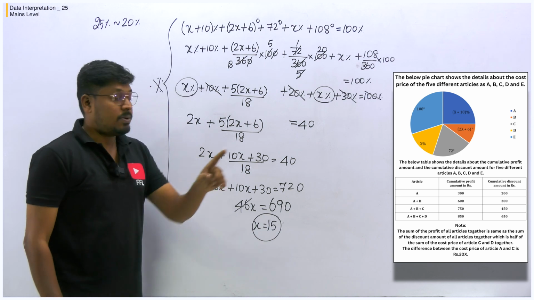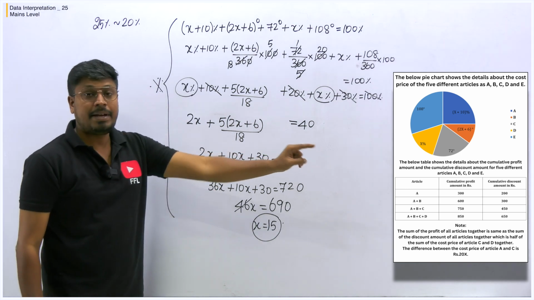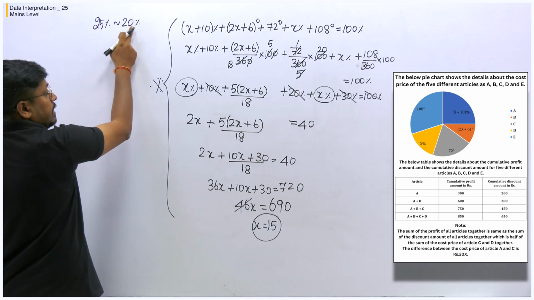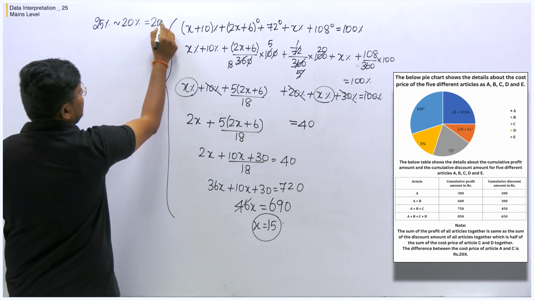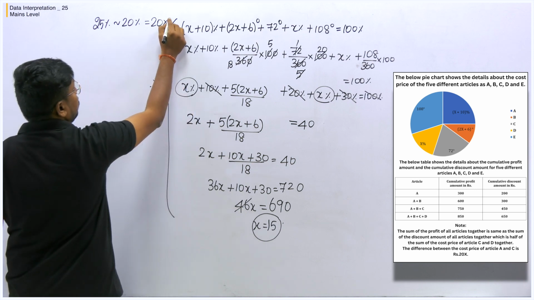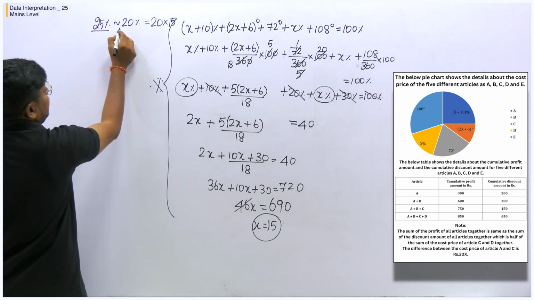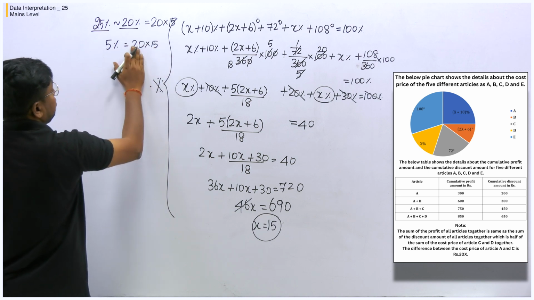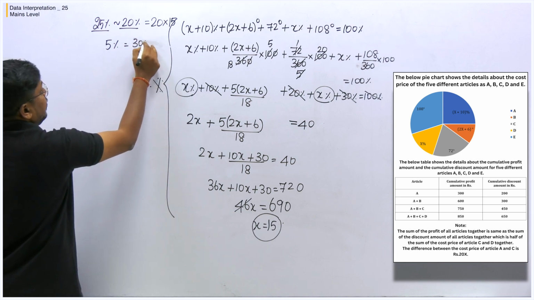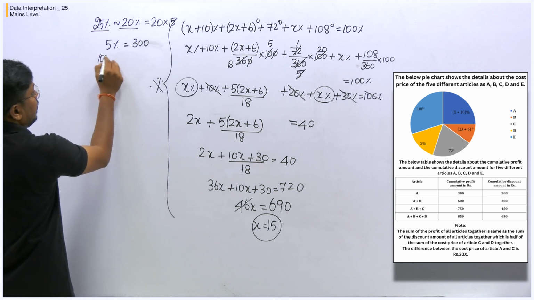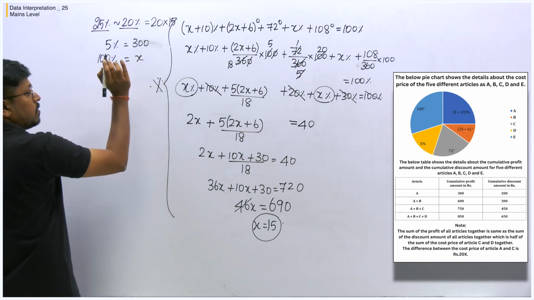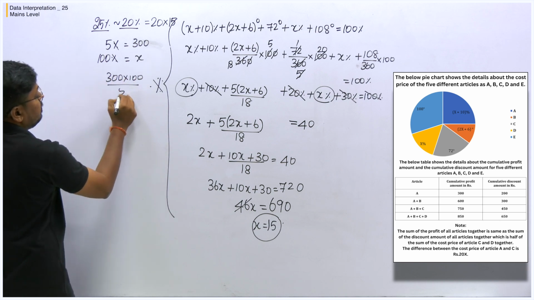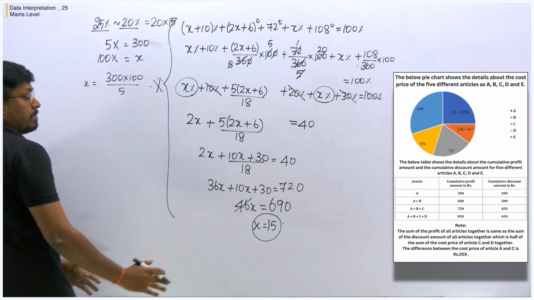So friends, understood? What they have given us is that the difference between the cost price of A and C is 20x. So the difference between article A and C is 20x. X is nothing but the value we just found, 15. So 5 percentage is equal to 20 into 15. The result will be 300. So 5 percentage is equal to 300. We can find the total: 100 percentage is equal to x. So 300 into 100 divided by 5 is equal to x, which is 100 percentage, right?